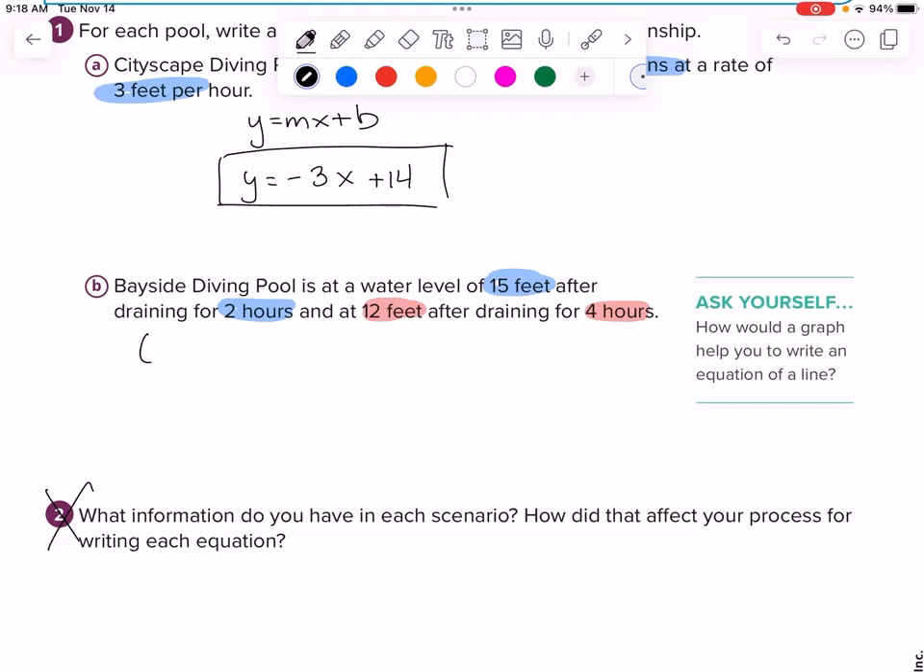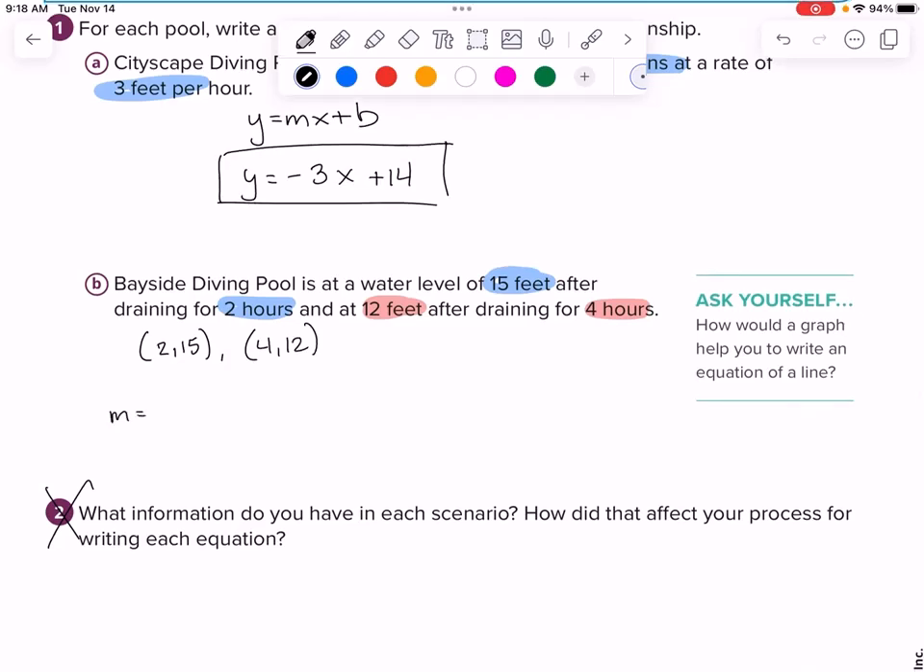The first one is, right, the 15 and the 2. We're going to say that is 2 comma 15. The second one is 4 comma 12 because we're looking at time and then feet. And they're going to plug this into the slope formula. So we got to do some work before this.